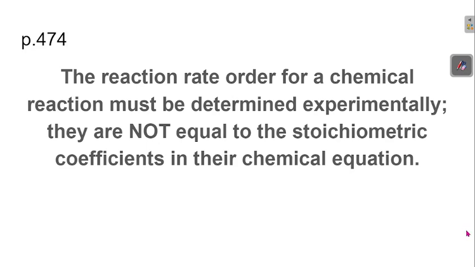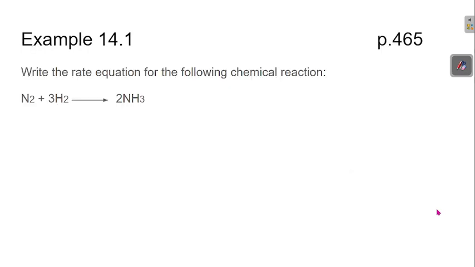The reaction rate order for a chemical reaction must be determined by experimentation. They are not equal to the stoichiometric coefficients in the chemical equation. It's very, very important for you not to get confused. You have to calculate them. And you're not going to be doing a lot of experiments. You're going to be analyzing data from experiments in this module.